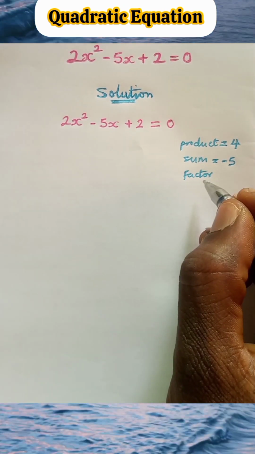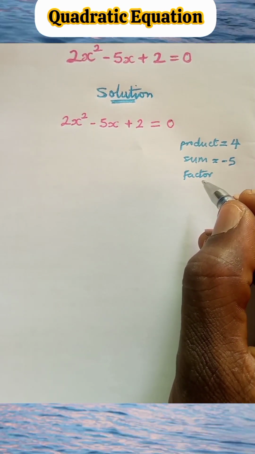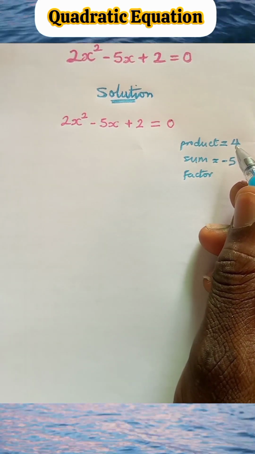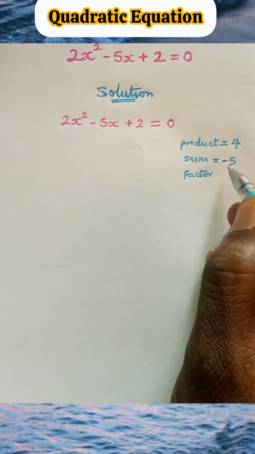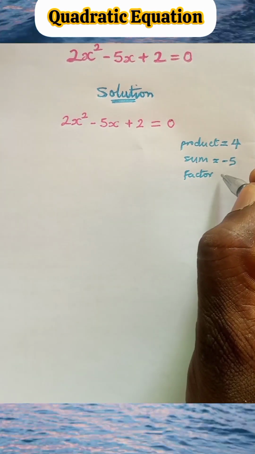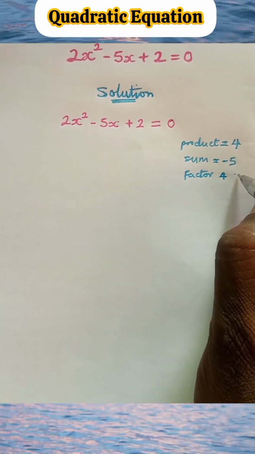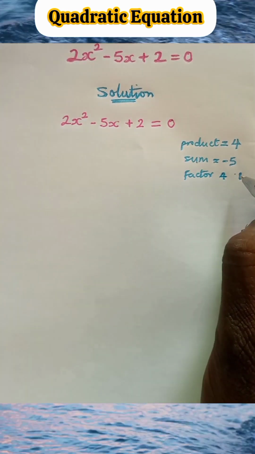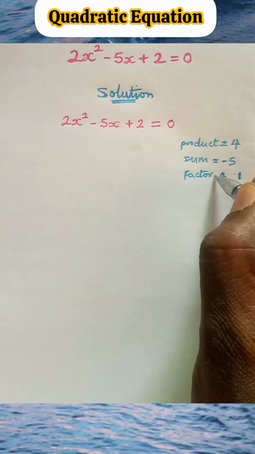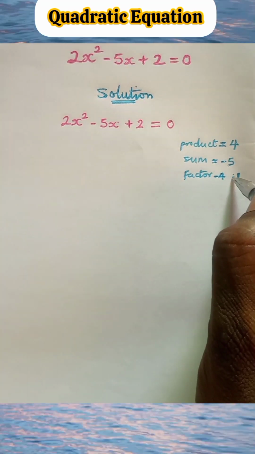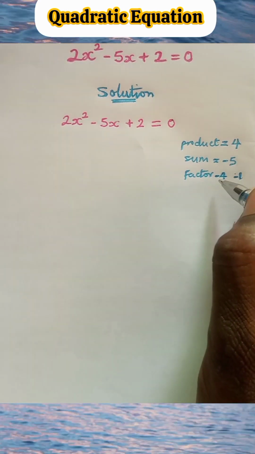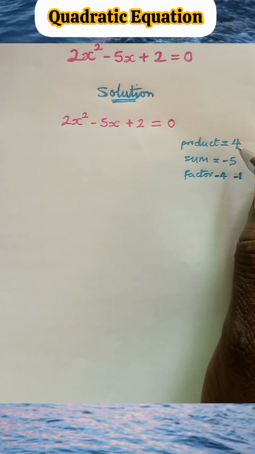Next is factors. What are factors? Factors refers to two numbers that you will multiply to give you the product, and you add those same two numbers to give you the sum, which is -5. So the factors here, two numbers you can multiply to give you 4, should be 4 and 1. 4 multiplied by 1 is 4, and 4 plus 1 is 5. But the sum here is -5. So this 4 has to be negative, and the 1 has to be negative. So -4 plus -1 gives us -5. -4 multiplied by -1 gives us positive 4.